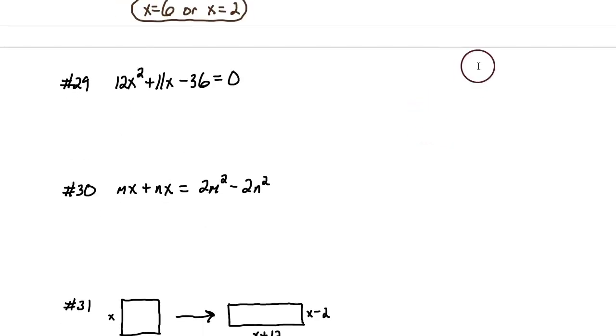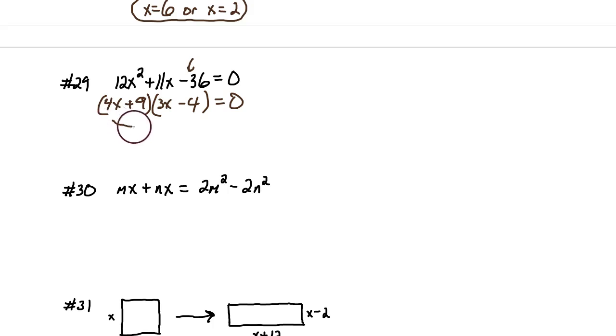Number 29, let's go with the same technique. Let's factor that trinomial. There's different ways to make 12x squared. It could be 4x times 3x, 6x times 2x, or even 12x times 1x. Let's try positive 9 times negative 4. I don't know if it's going to work, but at least it'll give us an idea if we're close.